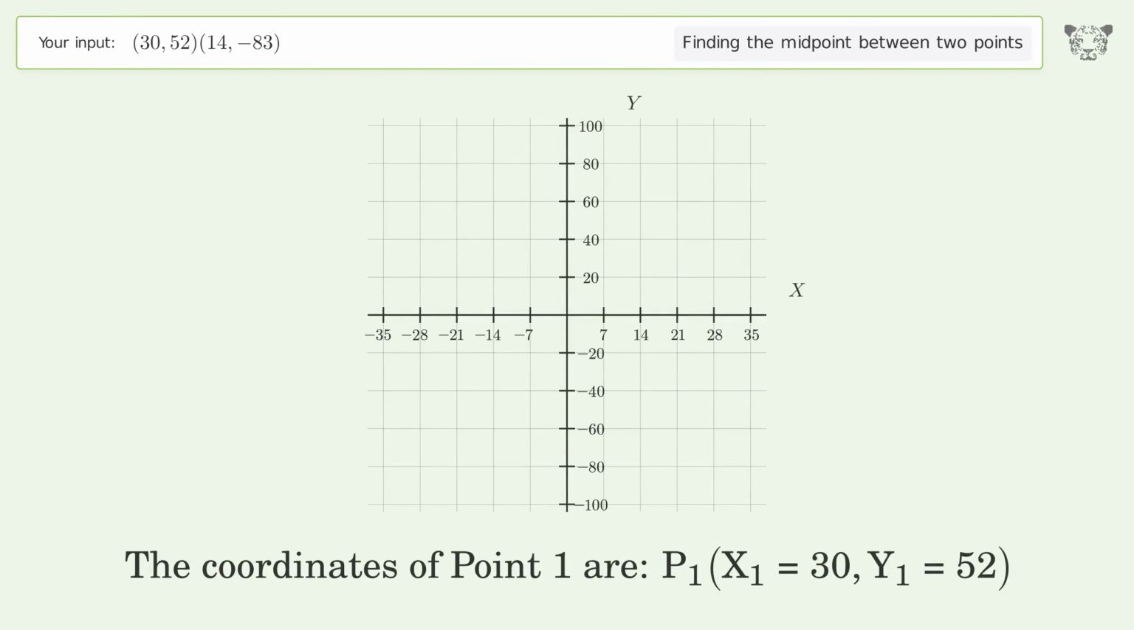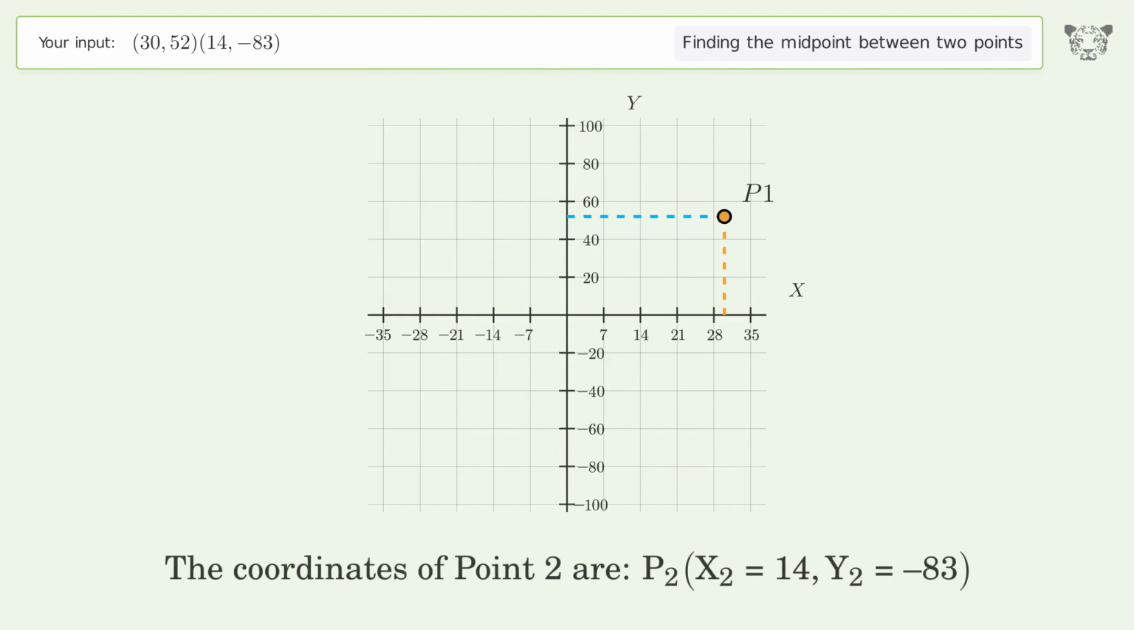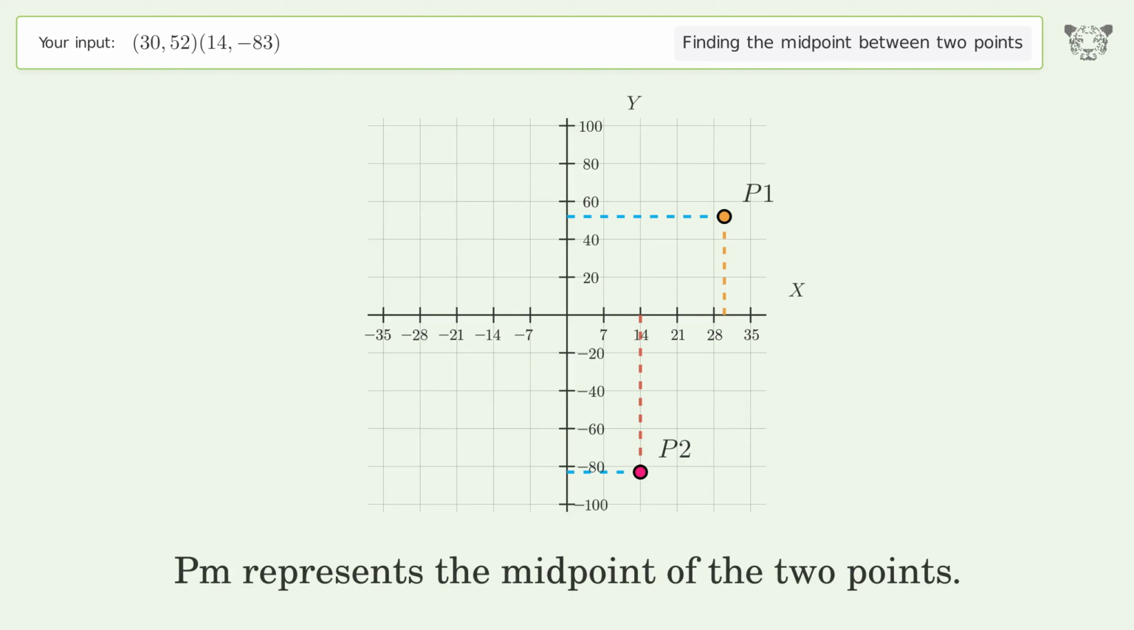The coordinates of point 1 are, x1 equals 30, y1 equals 52. The coordinates of point 2 are, x2 equals 14, y2 equals negative 83. PM represents the midpoint of the 2 points.